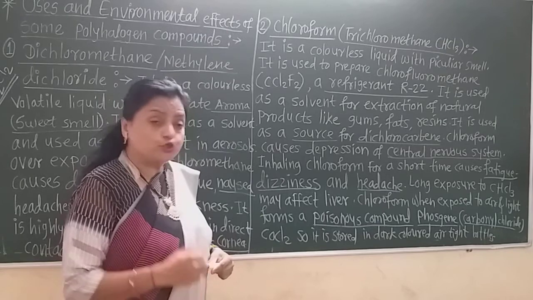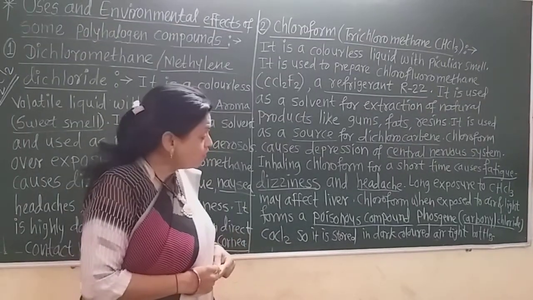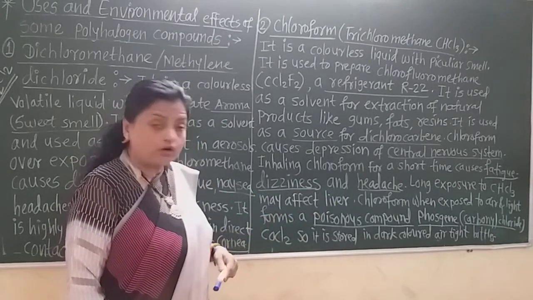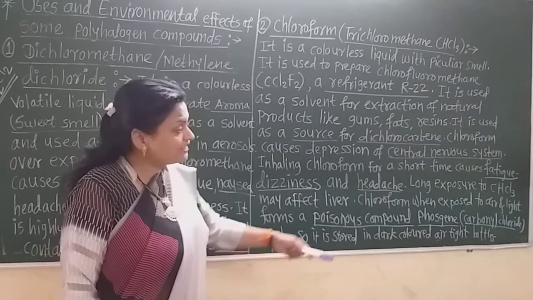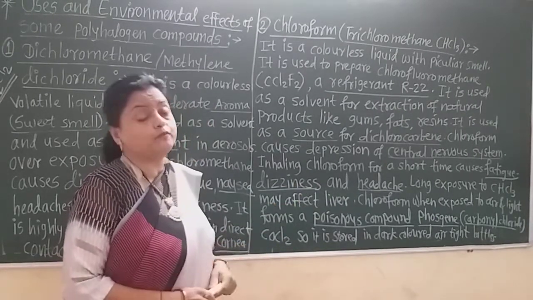Chloroform, when exposed to air and light, forms a poisonous compound called phosgene. That is a gaseous compound. The chemical name is carbonyl chloride, and COCl2 is the formula of phosgene.